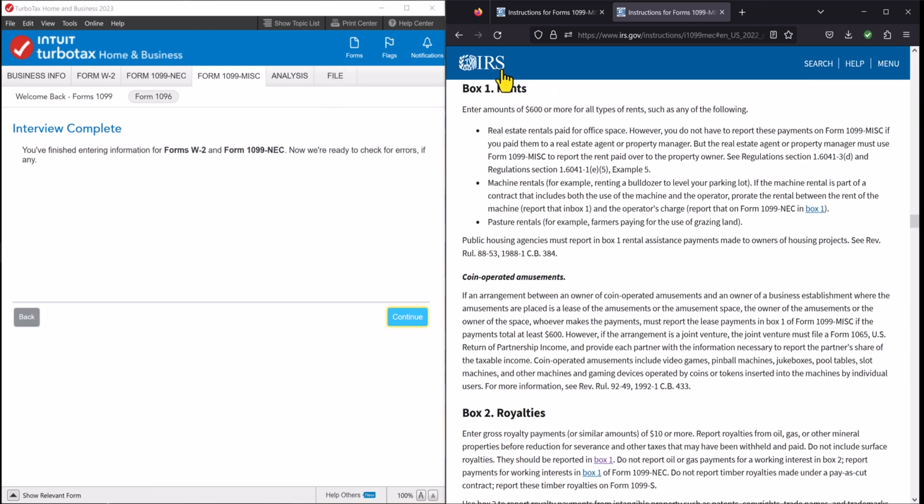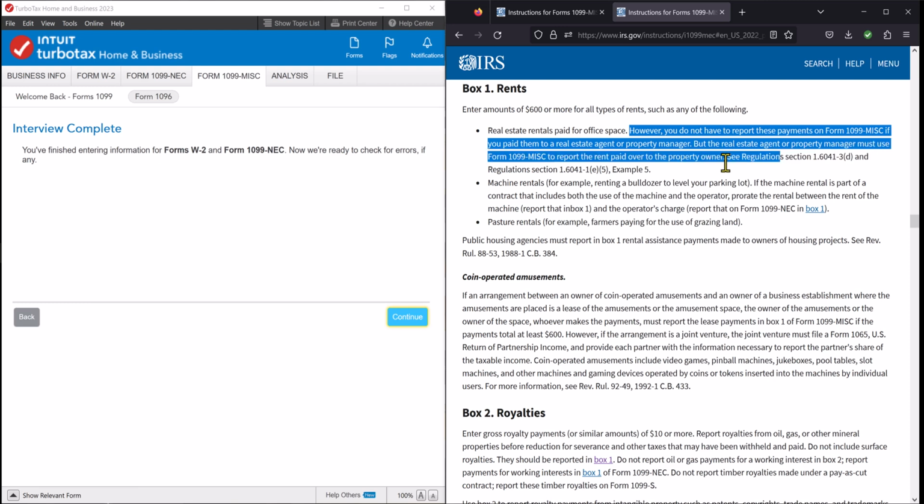All right, so we're back on irs.gov. Here are instructions to the 1099 miscellaneous, and I want to specifically look at Box 1, rents. The two exceptions, if you're interested in these or these apply to you, are going to be: you have to file the form if you pay rents, any type of rent, $600 or more. For example, real estate rentals paid for office space. However, here's the exception. You do not have to report these payments on the 1099 miscellaneous if you paid them to a real estate agent or a property manager.